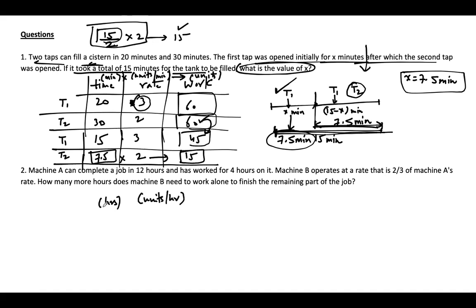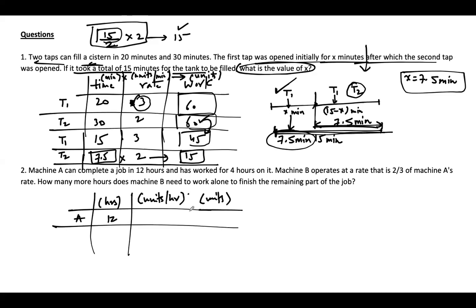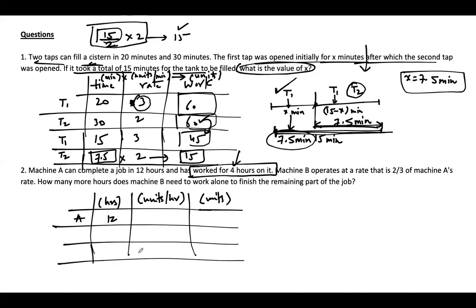Machine A can complete a job in 12 hours. Just a sec, units. Machine A completes the job in 12 hours and has worked for 4 hours on it. Right now, I'm not including this information. I'm just writing it here that machine A will be working for 4 hours.